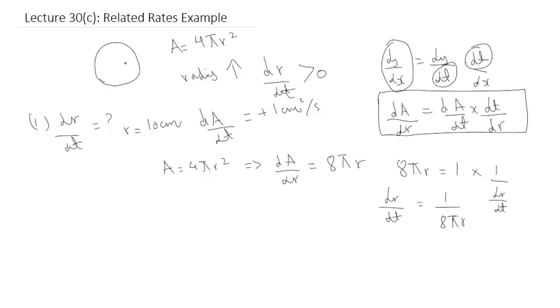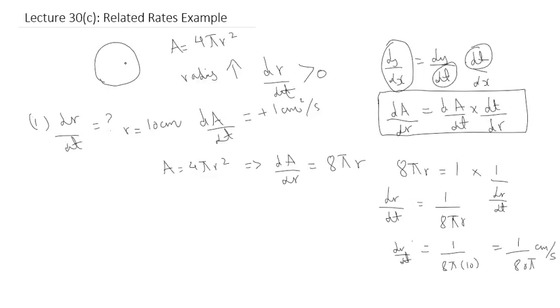So what's the problem over here? Well, we have something in terms of r, but we've been provided in the question that we want to find dr by dt when the value of r equals 10. So all we're going to do now is plug in the value of r, which is basically r equals 10. That's going to be 1 divided by 8 times pi times 10, and that's going to give us 1 divided by 80 pi.